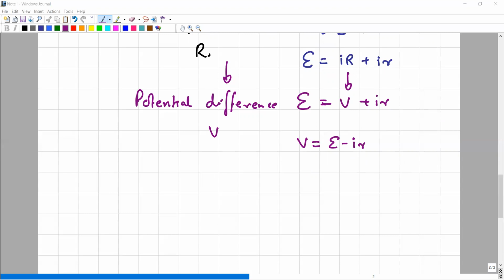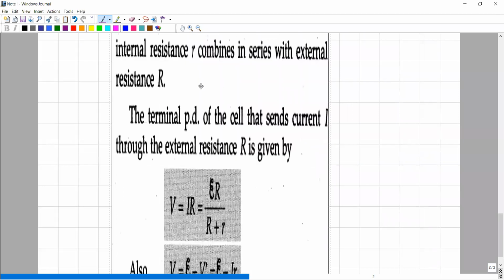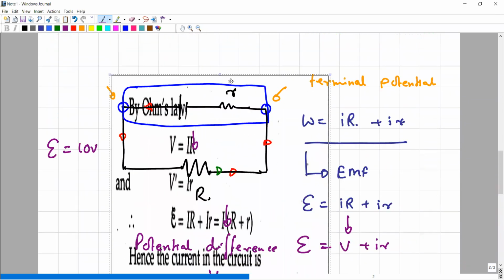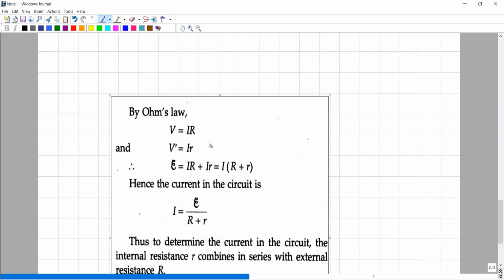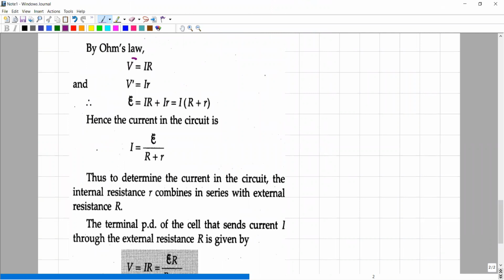Now, if V is equal to E minus Ir, then you can further write this expression according to Ohm's law as well. So you know I, you can take it as common from the very first expression. So V is equal to IR. This is the external work done or external potential drop. And V dash is equal to I times small r. This is the internal work done or internal potential drop. Your total EMF was the sum of these two. So you can take I as common. So you will get that the current which is flowing in the circuit is equal to the EMF divided by capital R plus small r. Very simple.